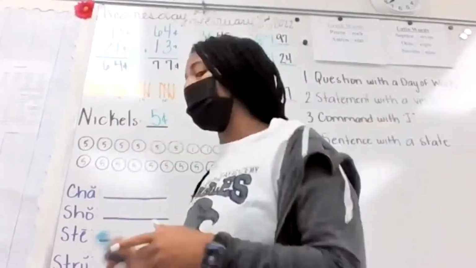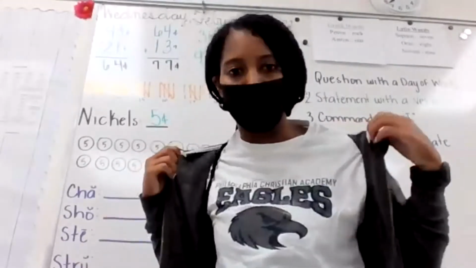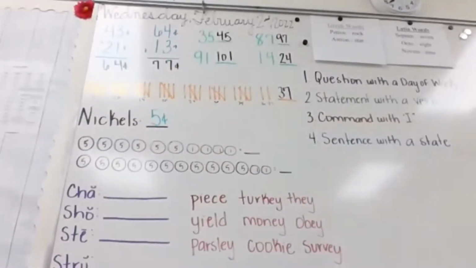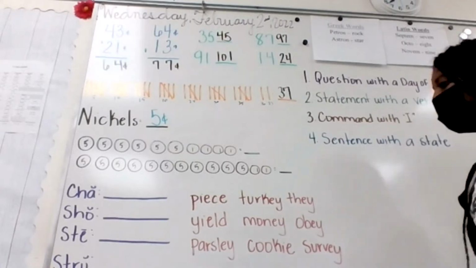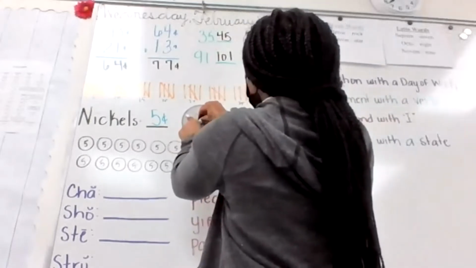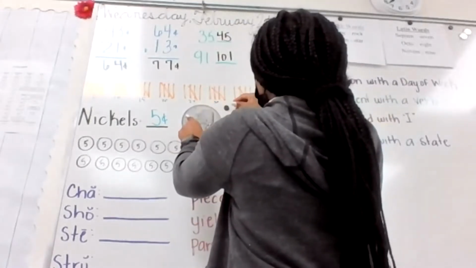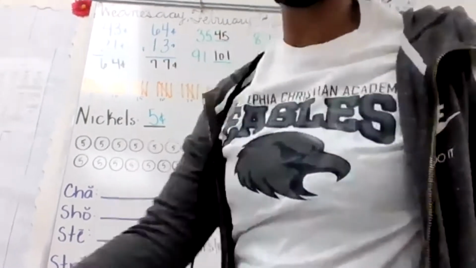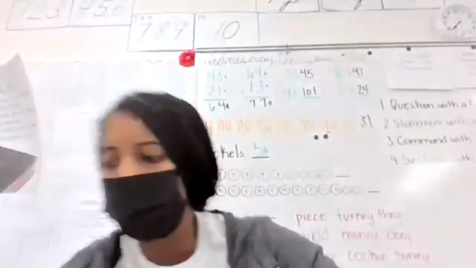So let's count by 5s all the way to 100 just to make sure we know how to count by 5s. So 5, 10, 15, 20, 25, 30, 35, 40, 45, 50, 55, 60, 65, 70, 75, 80, 85, 90, 95, 100. Awesome. So when we are counting nickels, we count by 5, just like we just did.